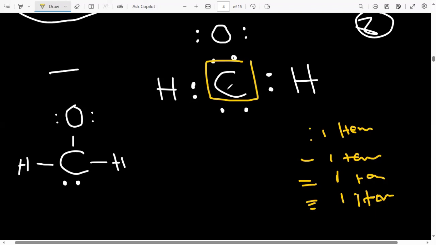So how many items are attached? We're going to count this bond here, this bond here and that bond there, and then we have the lone pair down there?